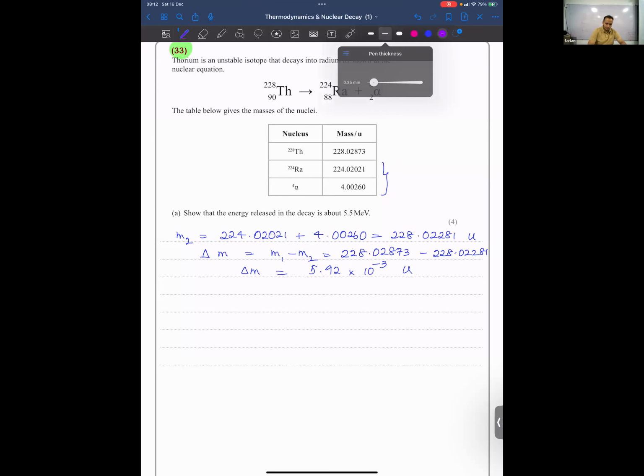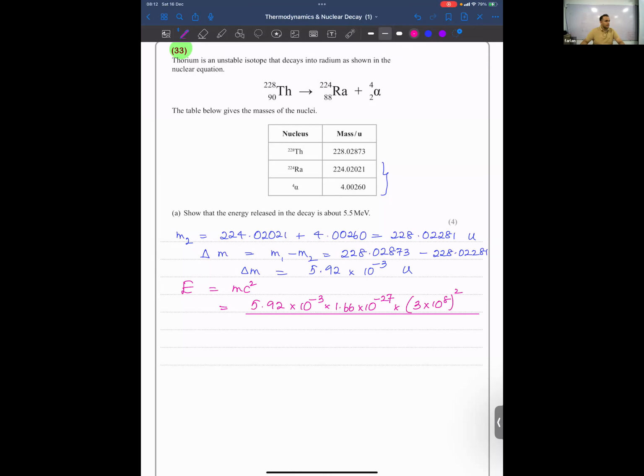So the energy released is given by E equals mc square. M is 5.92 into 10 to the power minus 3, convert it into kilograms, 1.66 into 10 to the power minus 27, into 3 into 10 to the power 8 squared. This gives you the energy produced in joules. Divide by 1.6 into 10 to the power minus 19 and divide by 10 to the power 6. That gives you the energy produced in mega electron volts. Correct? Exactly the same thing you did in the previous one.